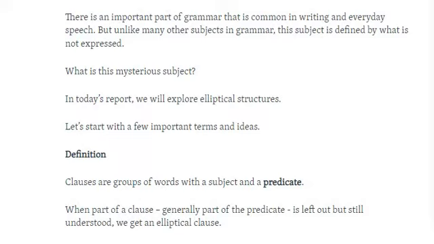Let's start with a few important terms and ideas. Clauses are groups of words with a subject and a predicate. When part of a clause, generally part of the predicate, is left out but still understood, we get an elliptical clause.